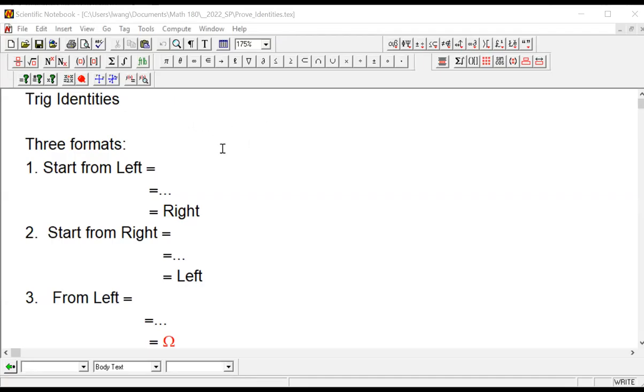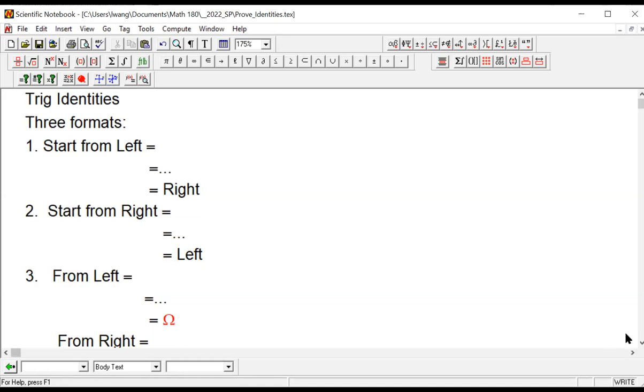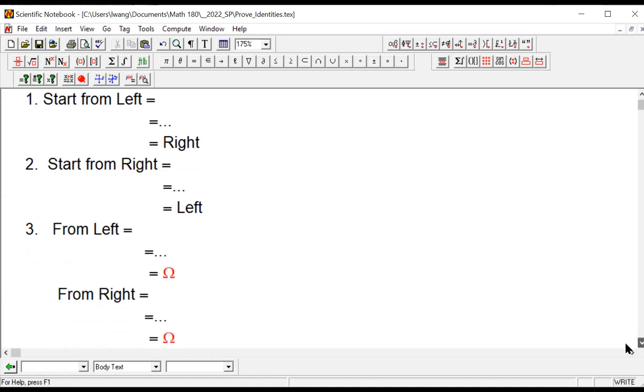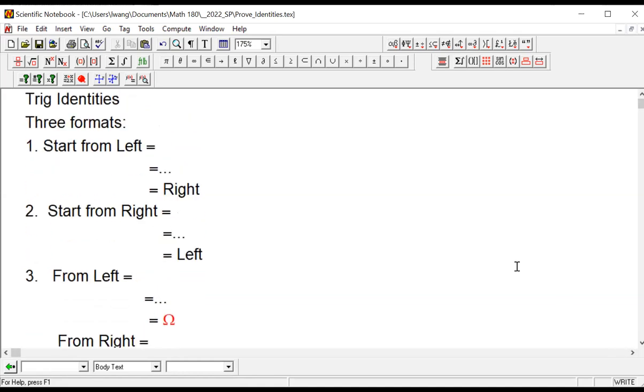Hello, in this lesson, we're going to continue to talk about the proof of trig identities. I hope that when you're watching this lesson, you have your paper and pencil with you and follow my steps, even though we cannot be together interactively. But if you have any questions, you should let me know.